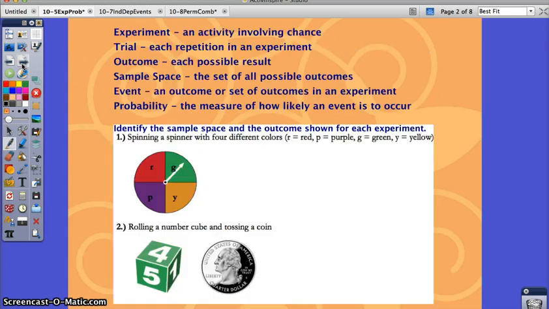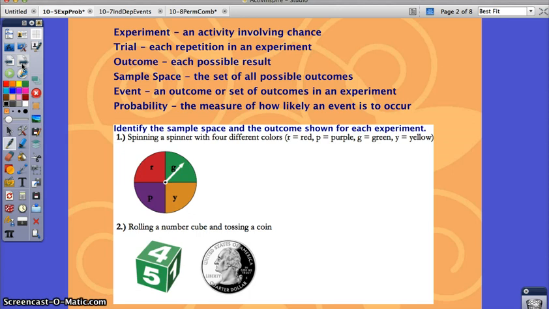You have a bunch of definitions at the top of your notes page. So an experiment is an activity involving chance. Whenever you do one of your trials, it's one of the repetitions in your experiment. So if your experiment is rolling a die, then when you throw that die once, that is one trial. When you throw it the second time, that is one trial.